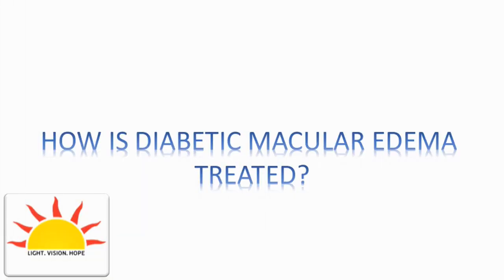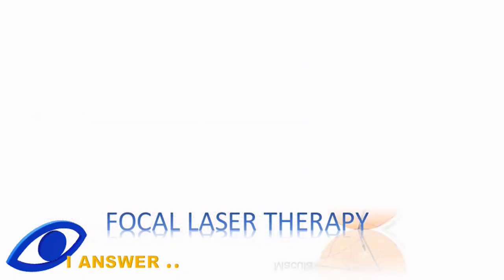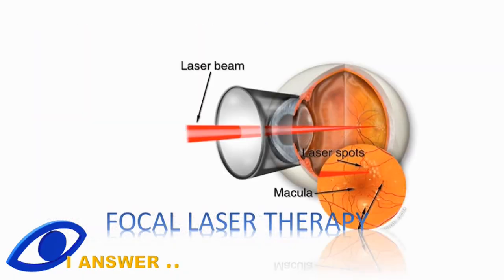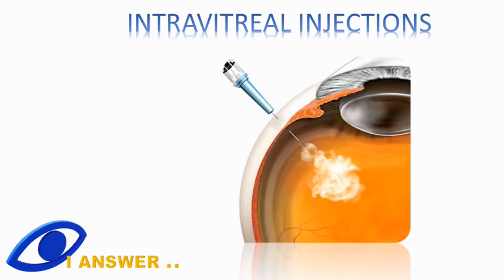How is diabetic macular edema treated? When diabetic macular edema does not involve the center of macula, the doctor may choose to treat it with laser therapy. Most commonly used treatment modality for edema or thickening that involves the center of macula and affecting the vision is to treat it with intravitreal injection. The medicine is injected into the white part of the eye so that the medicine reaches the center of the eye.